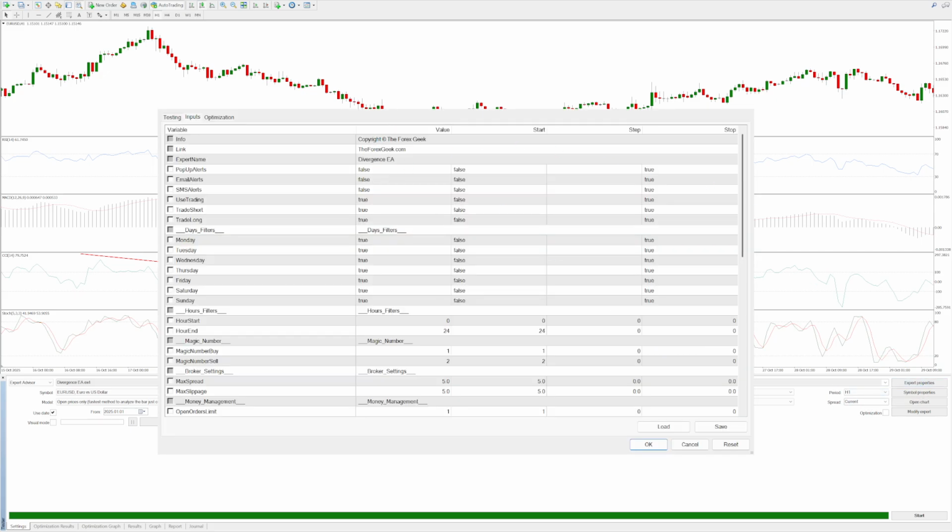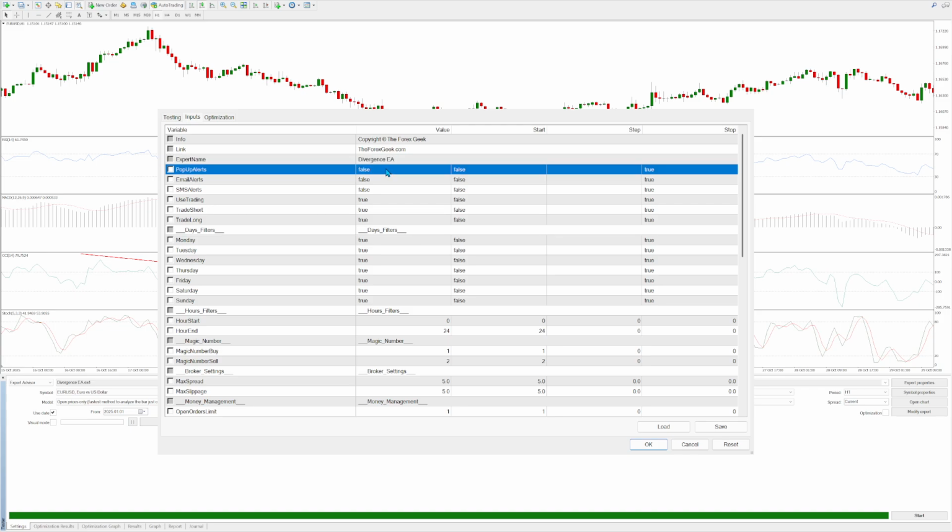So expert properties, now I'm just going to run through some of the various settings in the EA that you can customize according to your own trading strategy. So the expert name, you can change to anything you like. This is what will appear in your account statement. Pop-up alerts, if you set this to true, you receive an alert when there's a signal. For example, buy trade euro dollar 1 hour chart time frame.